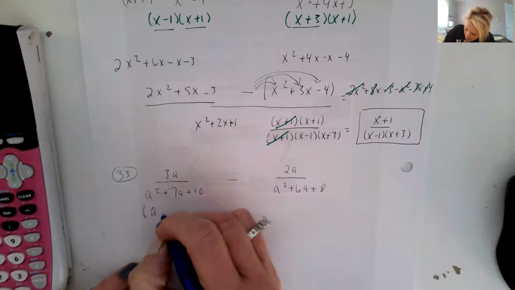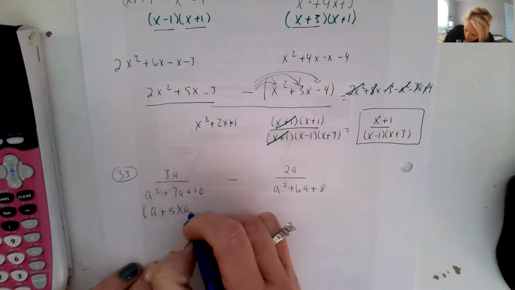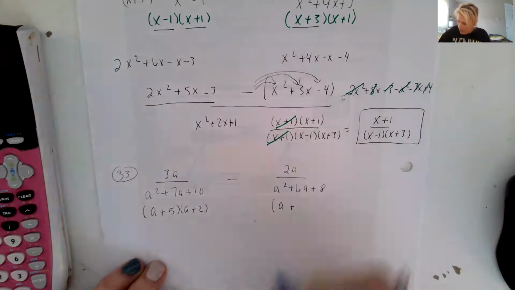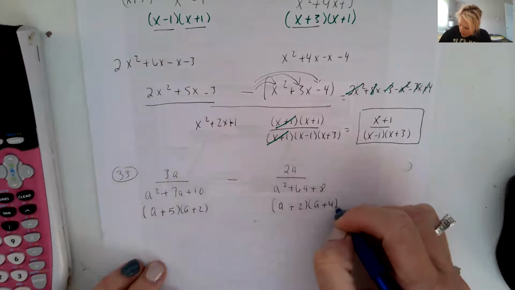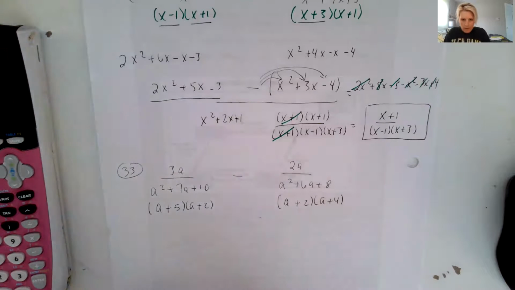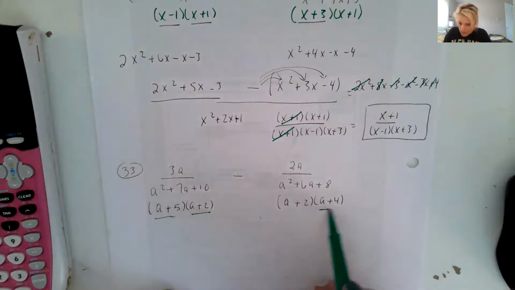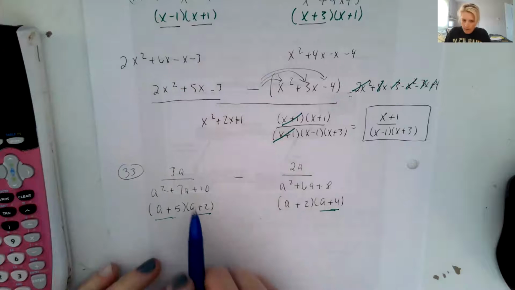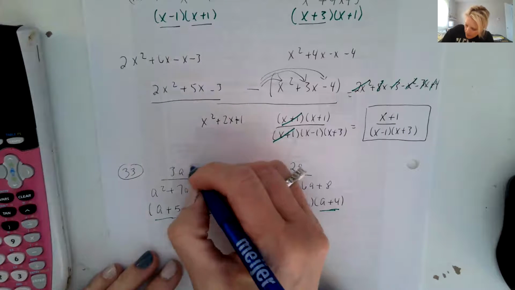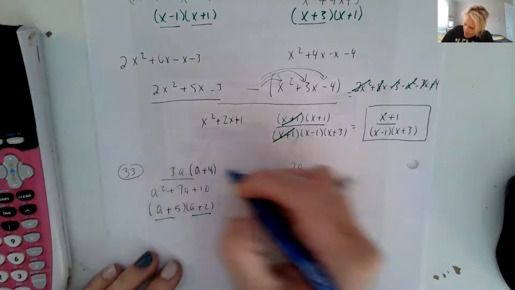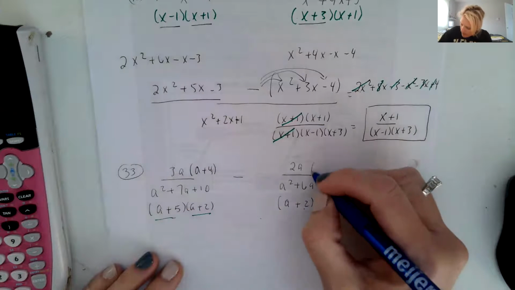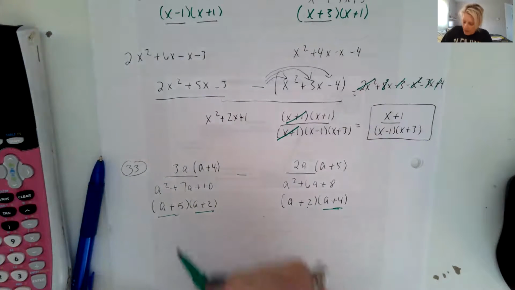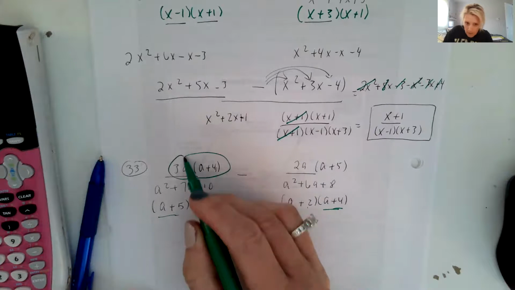So we've got a plus 5, a plus 2 and a plus 2, a plus 4. I'm going to underline the common factors. A plus 2 needs to be counted once. So this fraction is missing the a plus 4. And then this fraction is missing the a plus 5. So let's go ahead and multiply that.